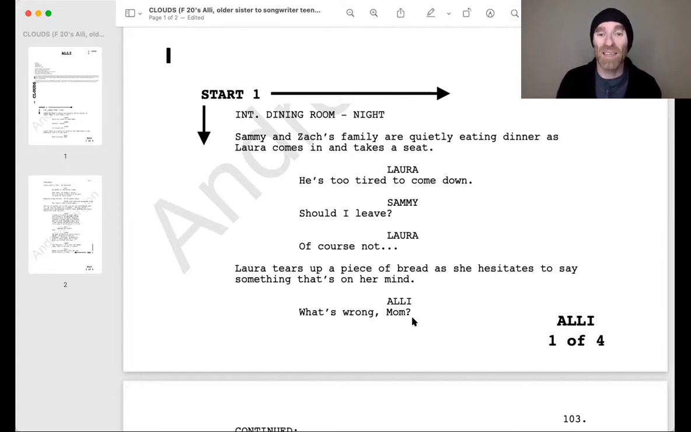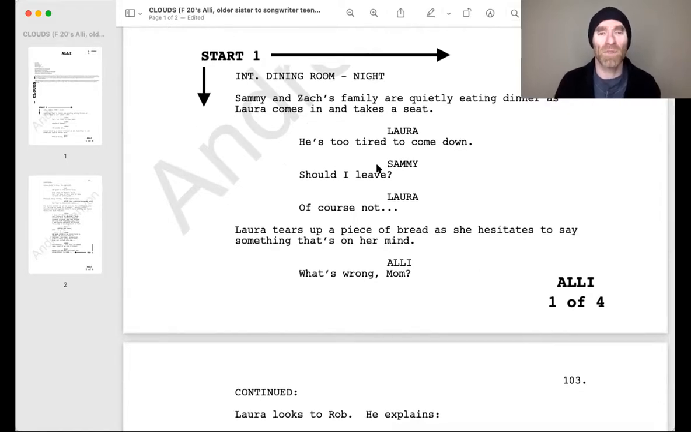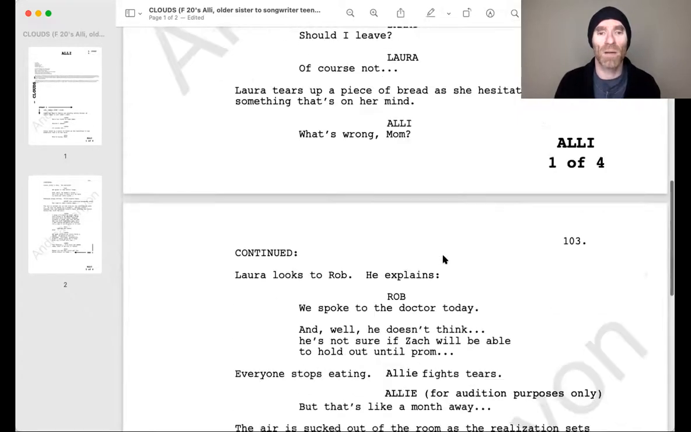If you're playing Alli, then the scene starts up here. Remember, these are the actual audition sides for Alli. So the scene starts when your mom comes in, like you're there with dinner. You might want to start down on your plate. So on action, that first moment is you look up, you see your mom, and it's like, okay, something's up. Partly because my brother's not with her, but also something's up with her. Sammy says, "Should I leave?" Or, "Of course not, what's wrong, mom?"